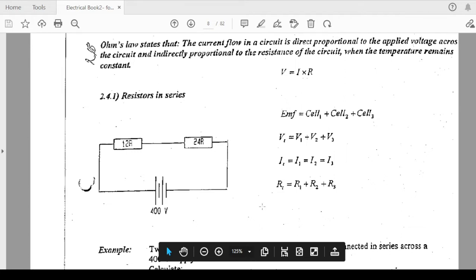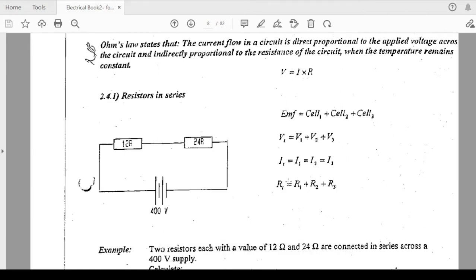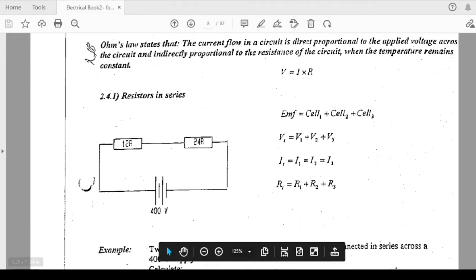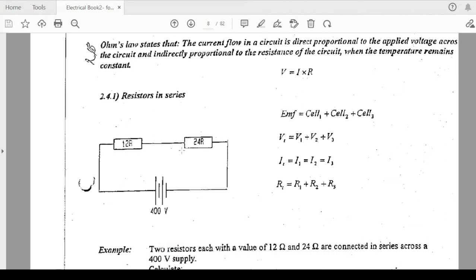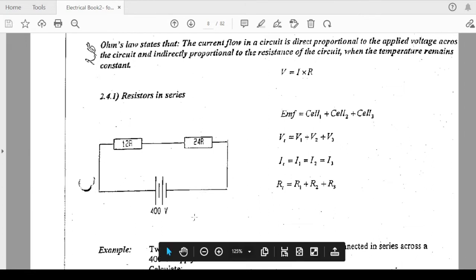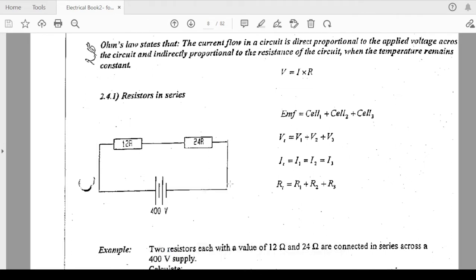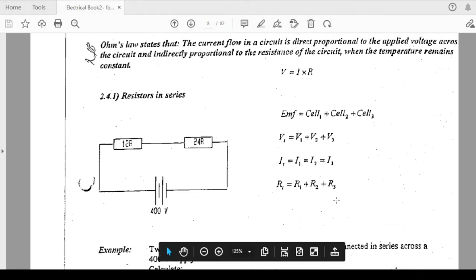Clear? Okay. The third equation is talking about resistance. What happens in series? How do you get total resistance when you have a series connection? Total resistance in series is just adding the resistance of this one plus the resistance of this one plus the resistance of this one, even if you have 20 resistors, you have to add them together to give you the total resistance. That is series. It's just 1 plus 1 plus 1. Add everything together. That is a series.